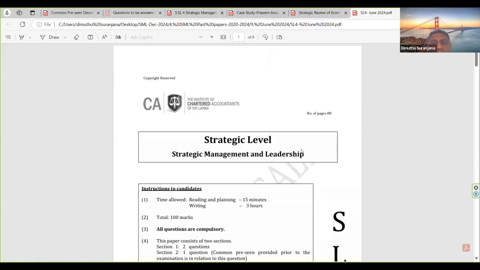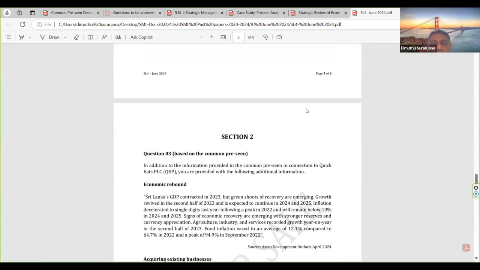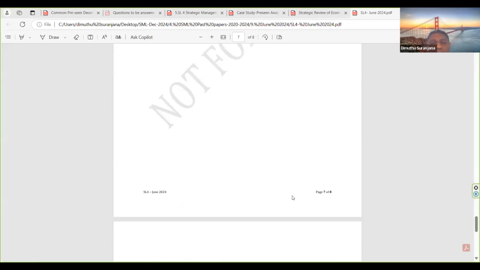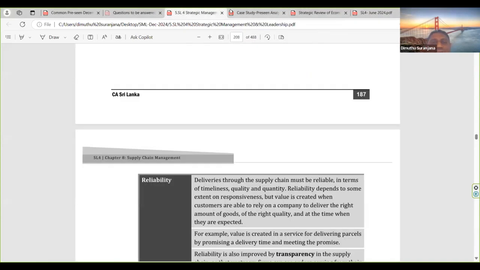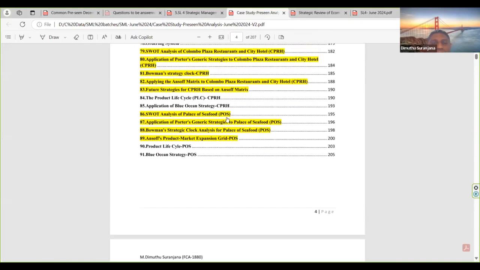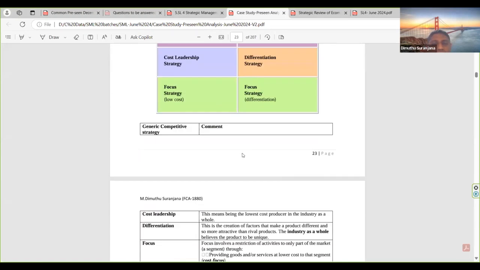We'll see the last time paper, for example. This is the last time paper. We'll see this section 2. Normally, this one is based on a common frequency, so most of the things can be predicted here. Now see, for example, assess Porter's generic competitive strategies for developing competitive advantage for QEP. So Porter's generic strategies. Now I will show you. See, these are Porter's generic strategies.